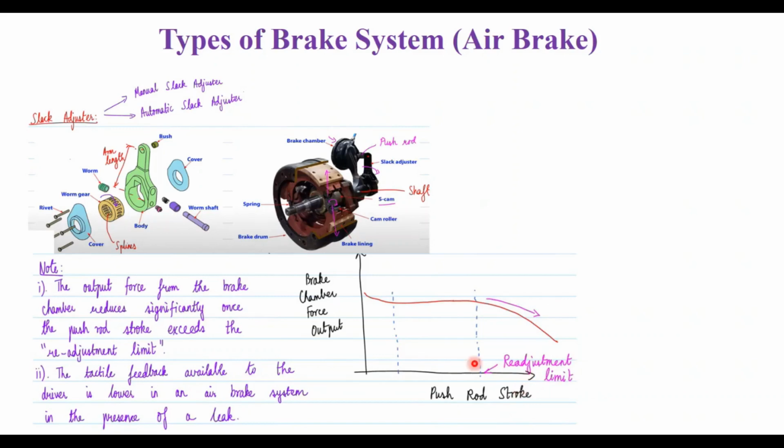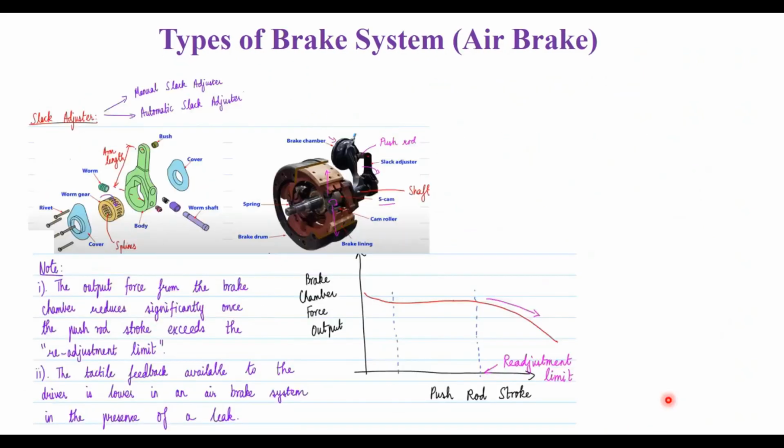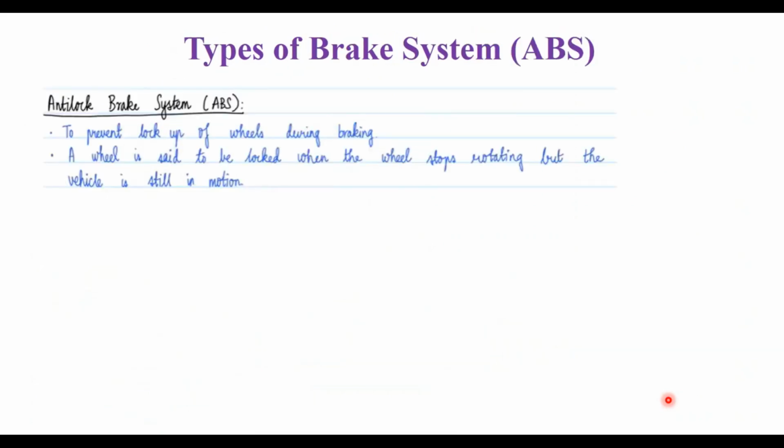The output force from the brake chamber reduces significantly, and you also have the feedback which is available to the driver in case there is any leakage. Say, for example, if there is any leakage here in the rear, then you also have feedback given to the driver that there is an issue in one circuit, so that the driver will take appropriate action and stop the vehicle.